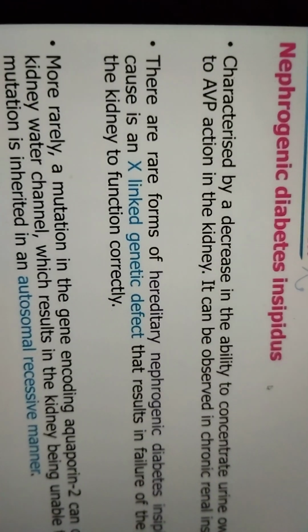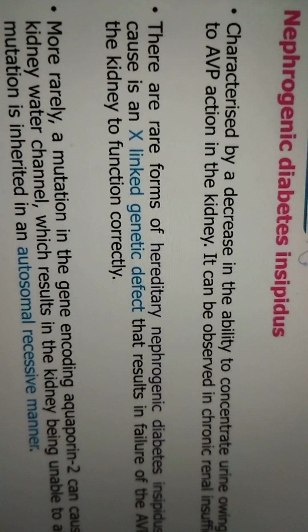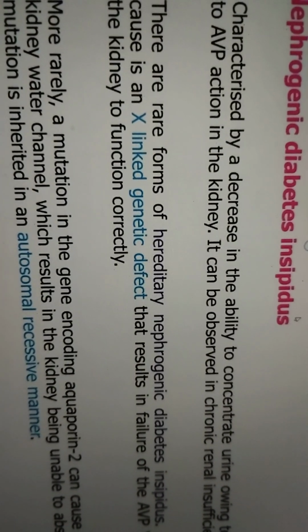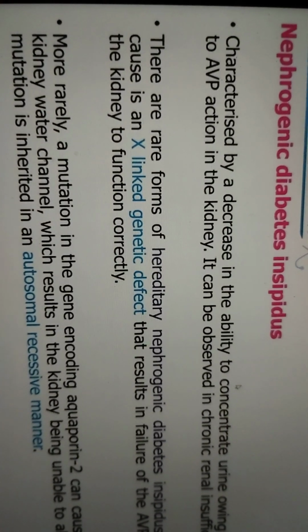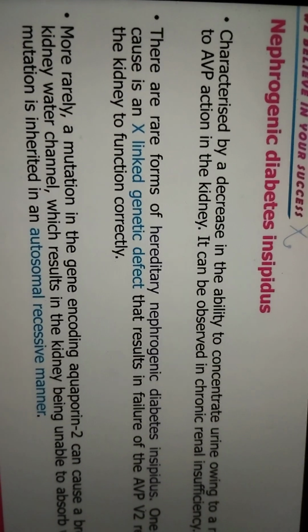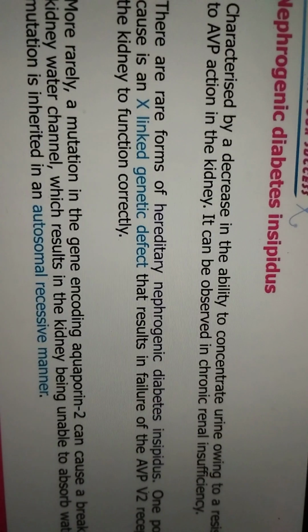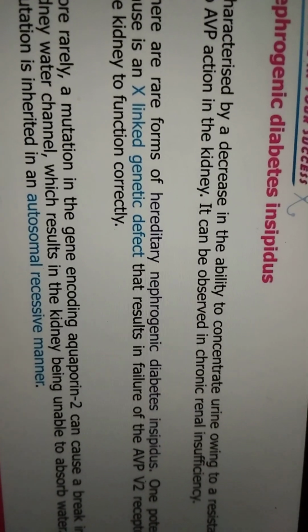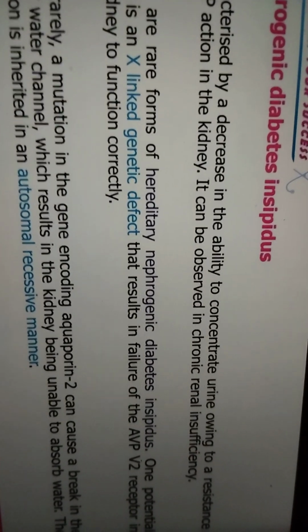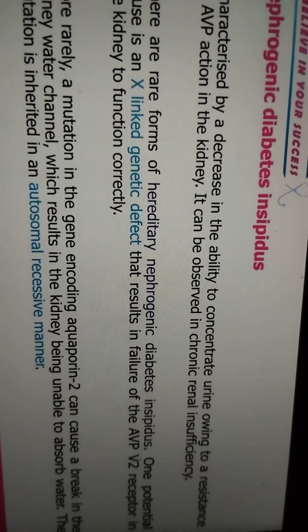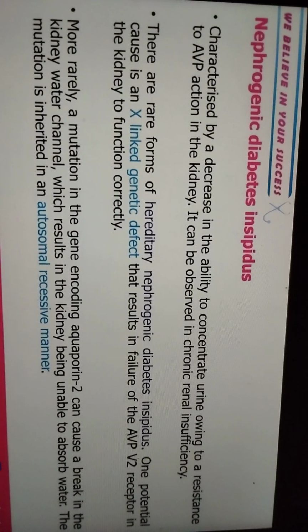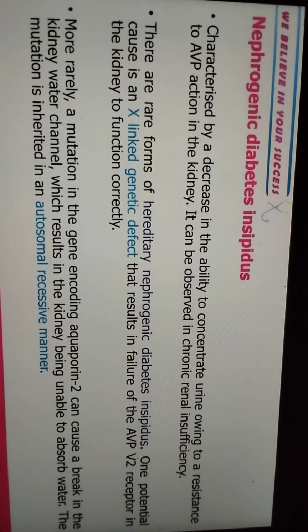Okay, the next type is called nephrogenic diabetes insipidus. Nephrogenic diabetes insipidus means that the amount of the hormone itself is normal. The hormone is secreted properly from the hypothalamus. But the problem is regarding the function of the hormone itself. That's called nephrogenic or peripheral diabetes insipidus.